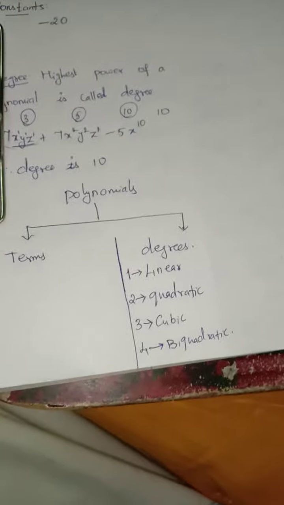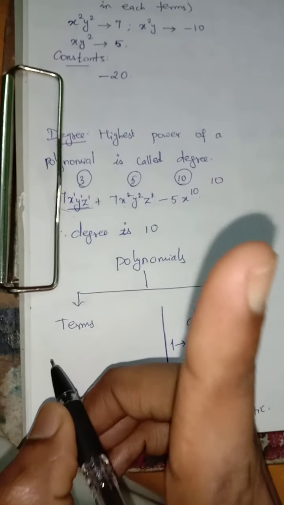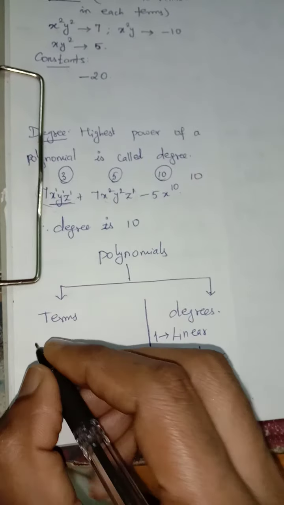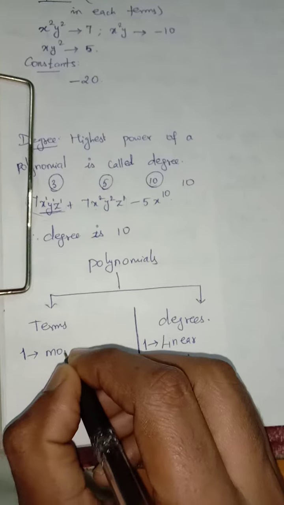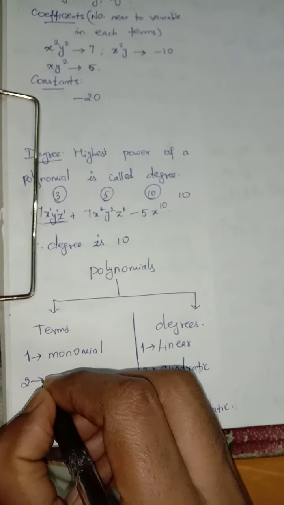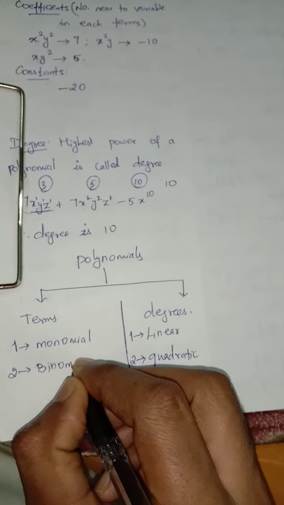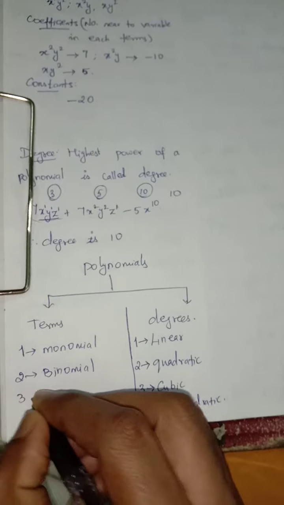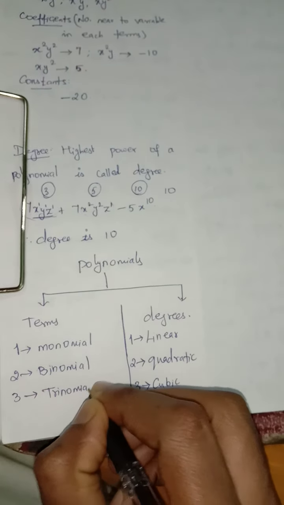Then if the number of terms is 1, whatever the degree is, no problem. If only one term is there, then it is called a monomial. If it has 2 terms, then it is called a binomial, and if it has 3 terms, then it is called a trinomial. We'll see an example for this.